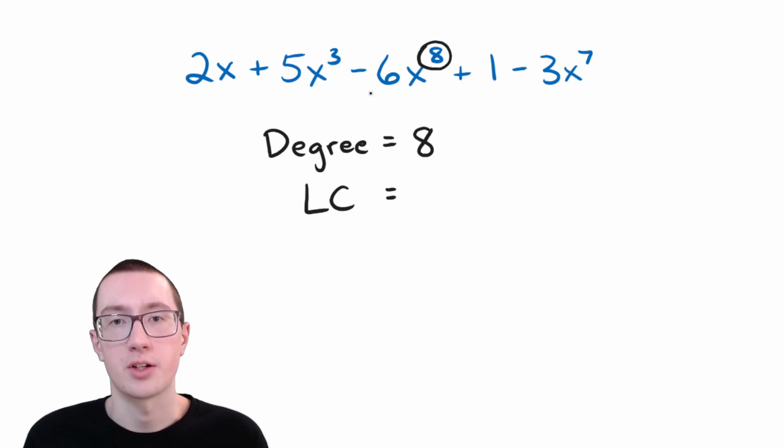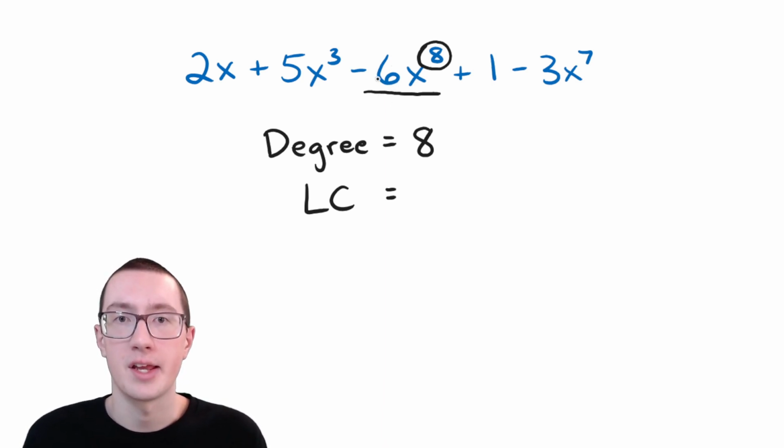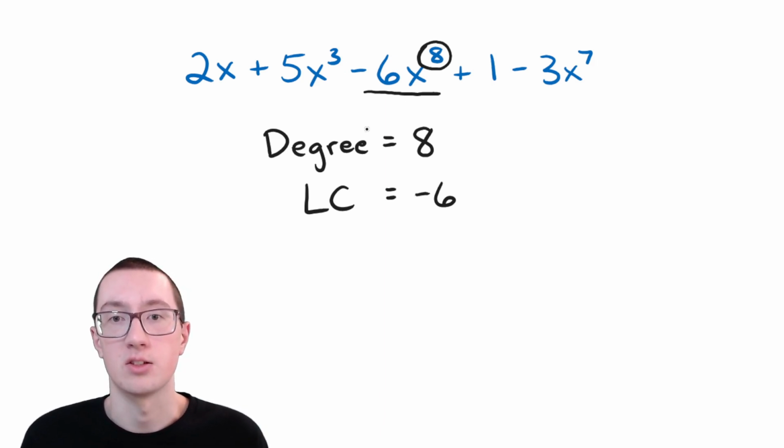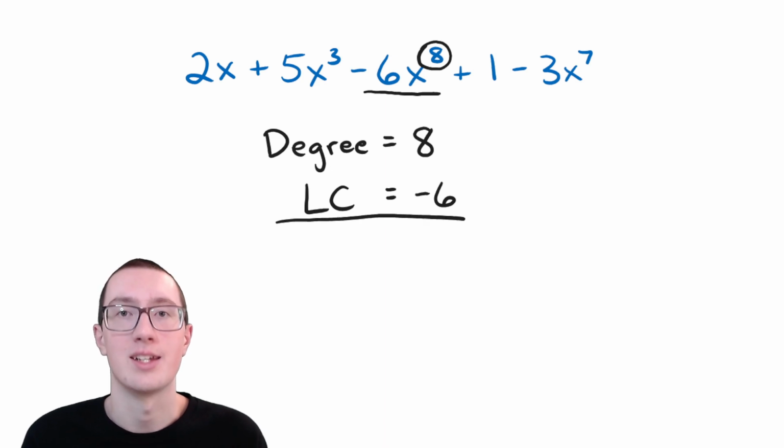So in that case, you might be saying, all right, well, here's the term, the leading coefficient is 6. But there's one thing you need to remember, and that is negative signs always stay. So in this case, the leading coefficient is actually -6, because the minus sign is attached to the 6. But yeah, that's it. The degree is 8 and the leading coefficient is -6.